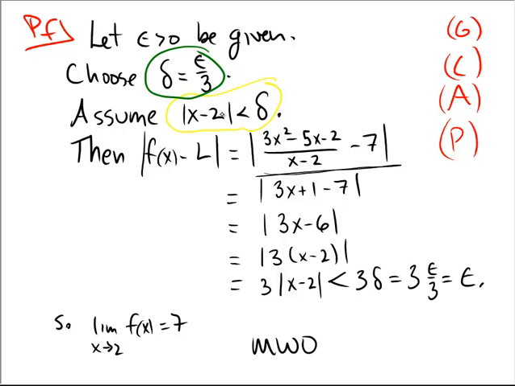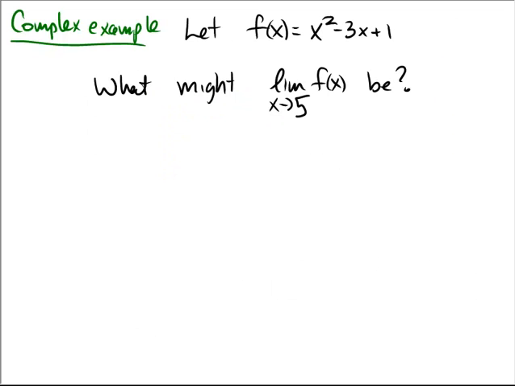Okay, so we did a simpler example, and then we did a medium level example. Let's do a pretty complex example. In fact, I might even call this one painful. f of x, just a standard polynomial, x squared minus 3x plus 1. Pause the video for a second and think about, what do you think the limit of f of x should be as x approaches 5?